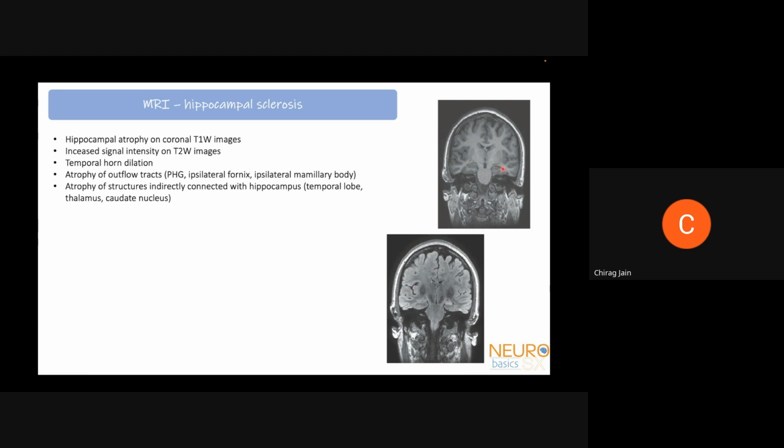And if you look at other structures which connect to the hippocampus, there would be atrophy. So there's an atrophy of the outflow tracts, so the parahippocampal gyrus, the ipsilateral fornix, and the ipsilateral mammillary body atrophies. And there's an atrophy of structures which connect indirectly to the hippocampus, like the temporal lobe, the thalamus, and even the choroid can also be atrophied.